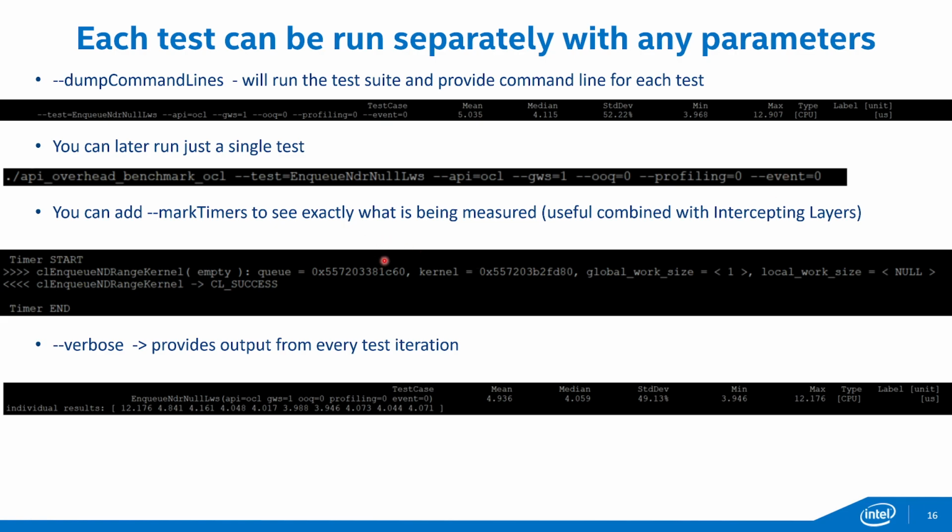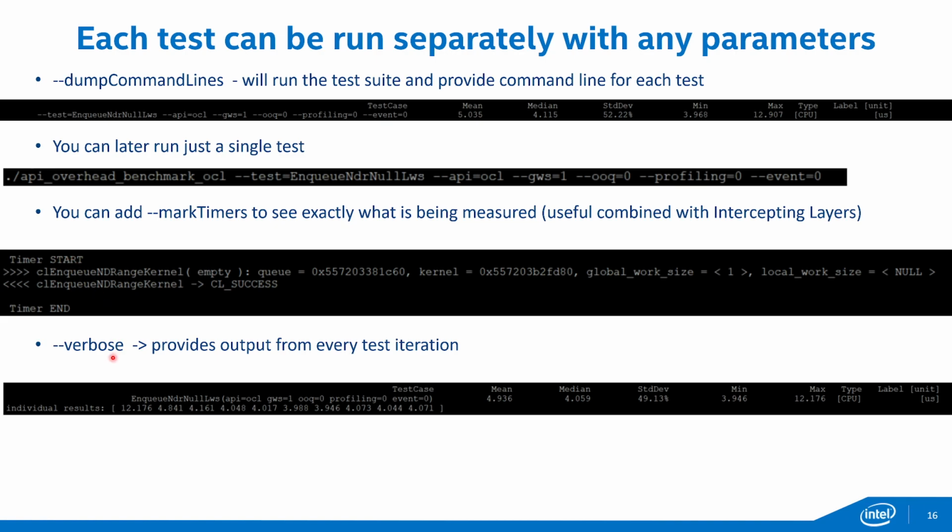To speed things up even more, you can add mark timers, and this will provide you in the output where the timer is actually started and when it ends. So if you add logging to the driver, you will clearly see what's being logged in the hot loop, what is being measured. You would be able to very quickly identify what portions of your driver stack are being utilized and what needs to be optimized, what happens in the hot loop. This is very important to understand what happens in the hot loop by those clear markers.